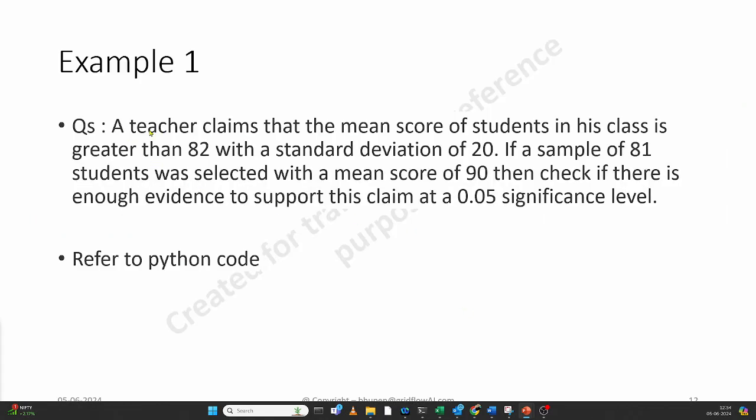So let's see an example here. The mean score of students in a class is greater than 82. The teacher is claiming that with a standard deviation of 20. And then we collect a sample of 81 students. We can check if the mean score of 90 is consistent, using the population standard deviation, and see whether that claim is true or not. We'll try to implement this in Python.